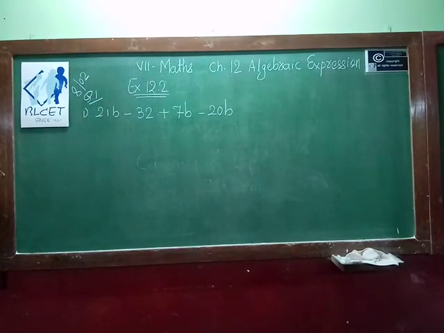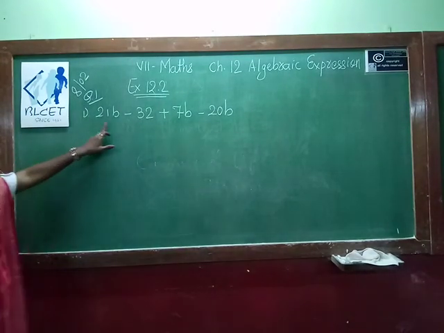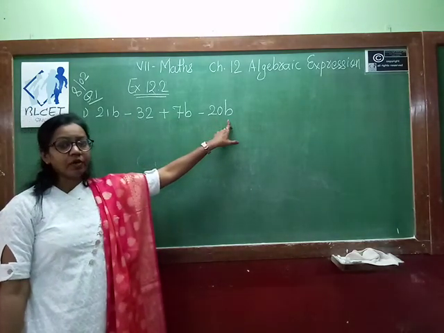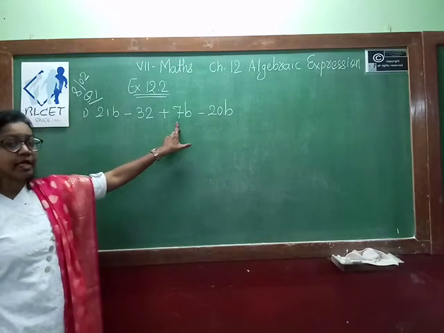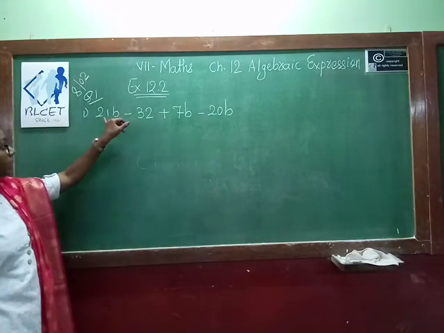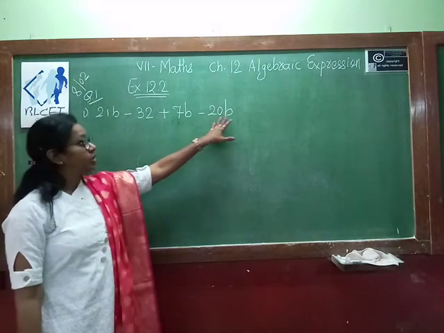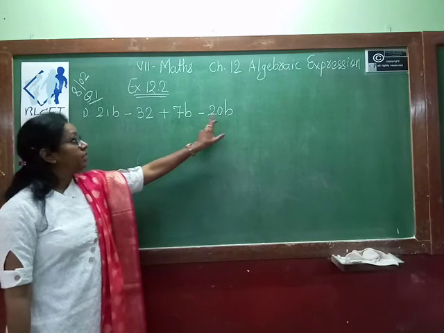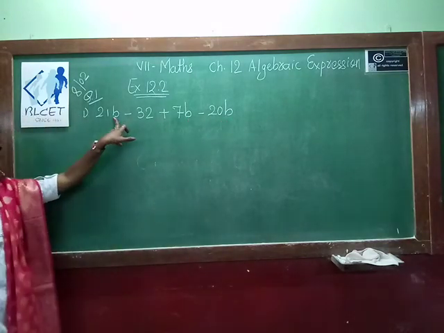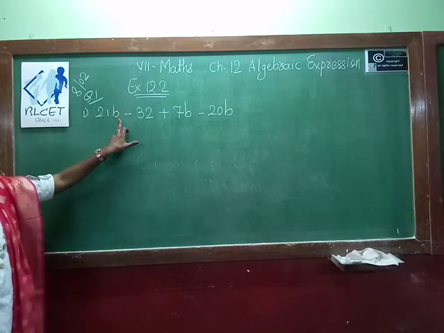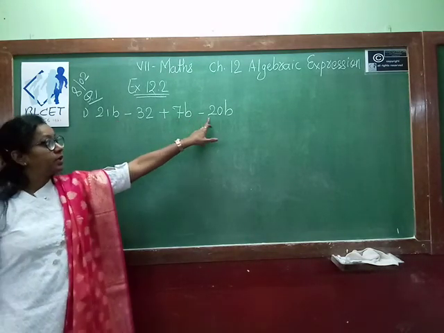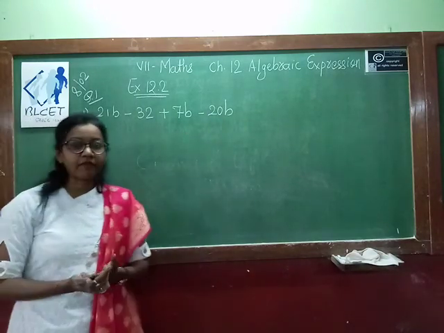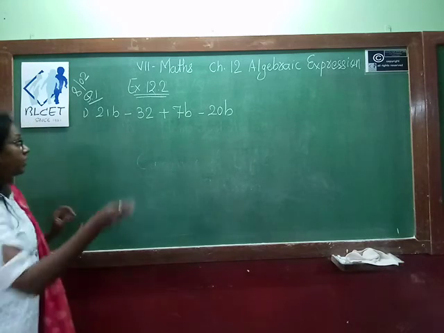See the first question. The question is 21b minus 32 plus 7b minus 20b. What do we have to do? We have to combine the like terms and do the addition. We know that 21b, 7b and minus 20b contain the same algebraic factor, that is, the variable is the same in each term: b. In other words, if terms have the same variable, they are known as like terms. So we do the addition of them.